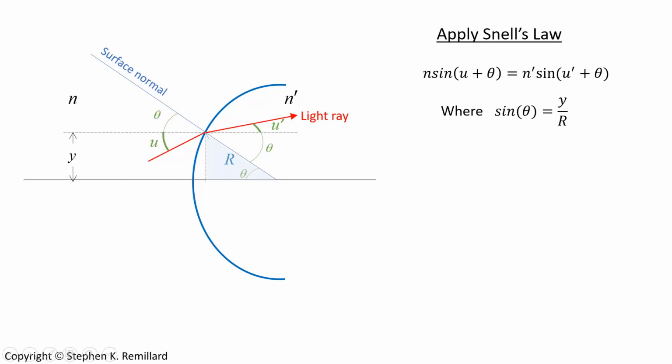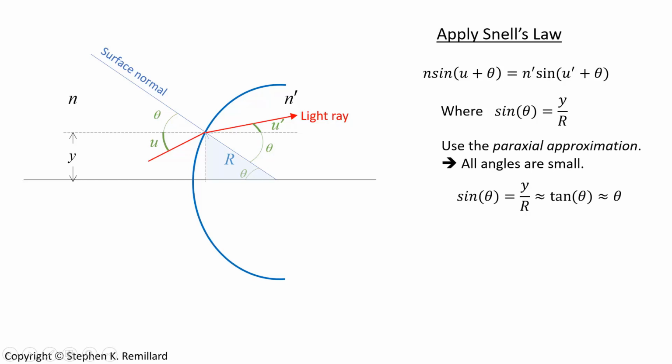Snell's law is written in terms of the angle relative to the surface normal. The index of refraction in one place times sine of the angle relative to the normal is equal to the index of refraction on the other side of the surface times sine of the angle relative to the normal. These 2 angles are both theta, and these 2 angles we'll call u and u prime. This angle is theta, so is this angle down here in this triangle, which I've shaded in. We'll stay with the paraxial approximation, which is the case that the angle of incidence is small. So all angles are taken as small.